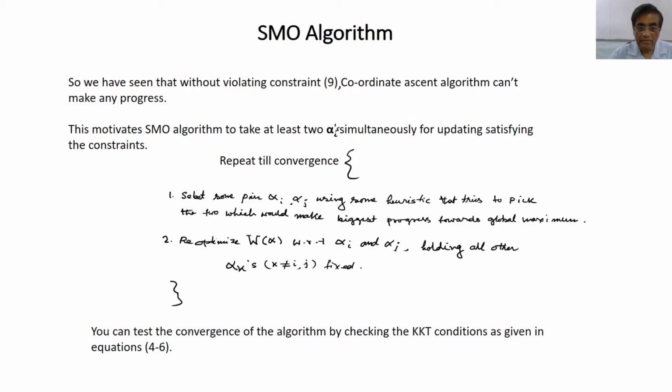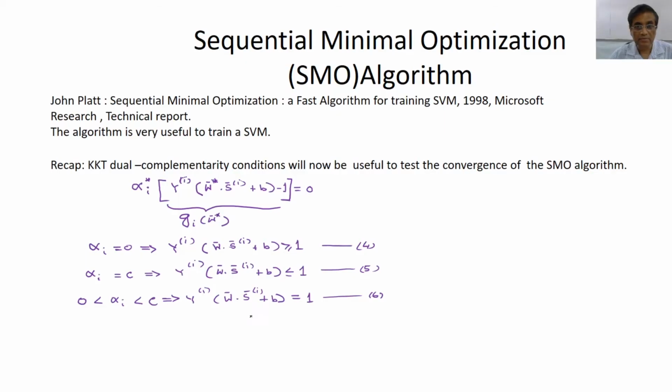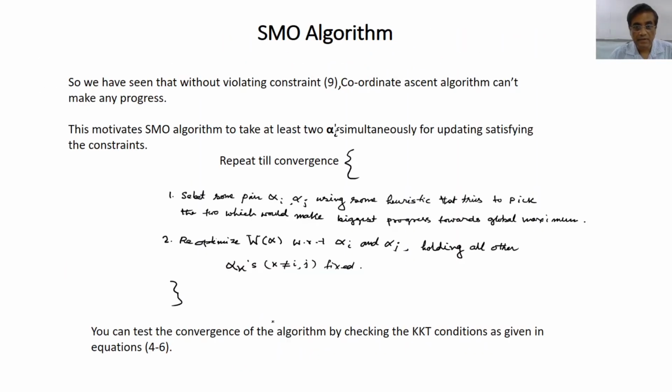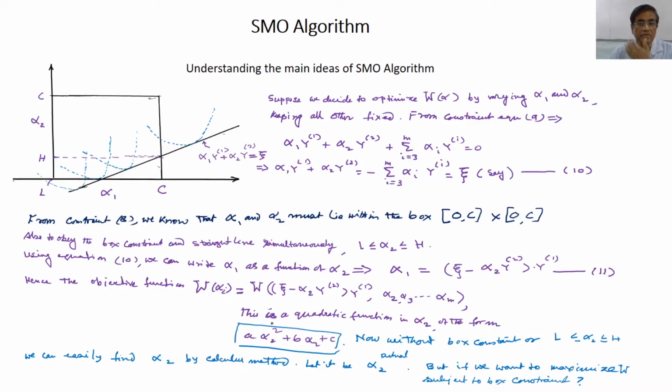And then we can test the convergence of the algorithm by checking KKT conditions, as we have written down here. So 4, 5 and 6 are the KKT conditions. Let us try to see what the main ideas are. Suppose we decide to optimize W by varying alpha 1 and alpha 2, keeping all others fixed.